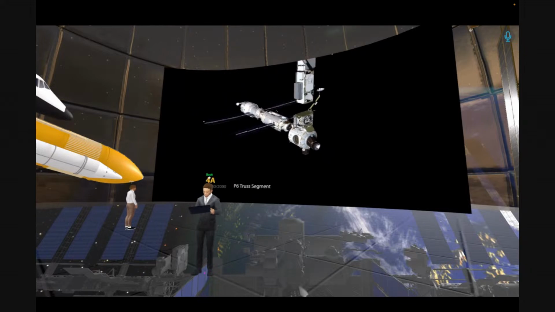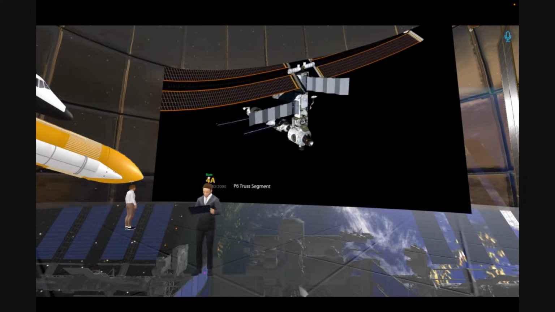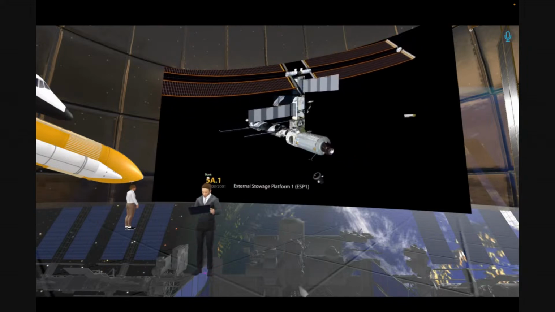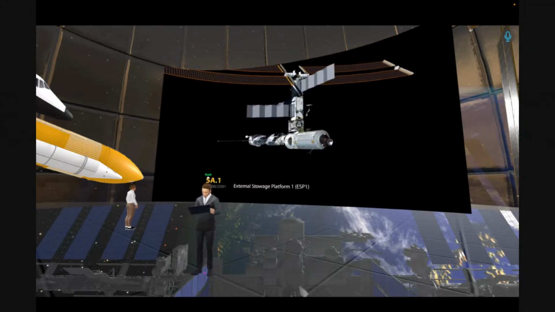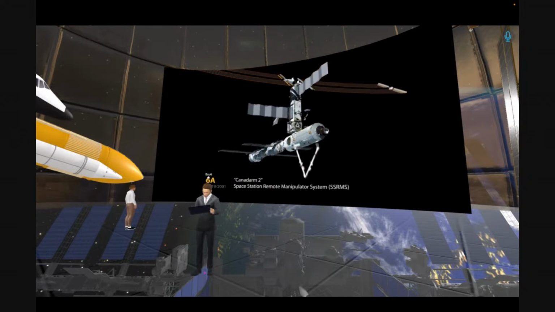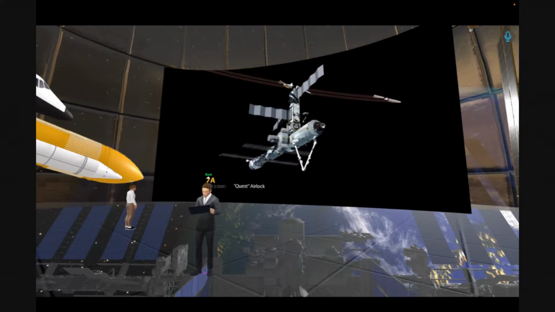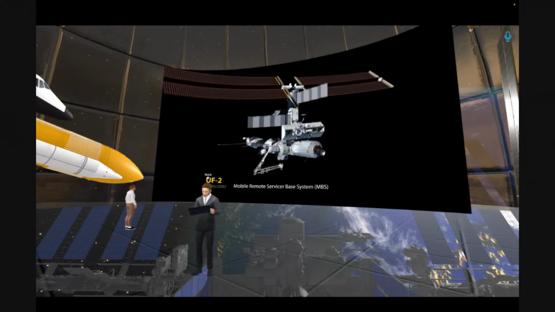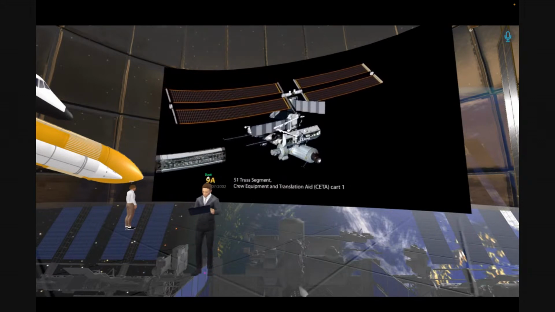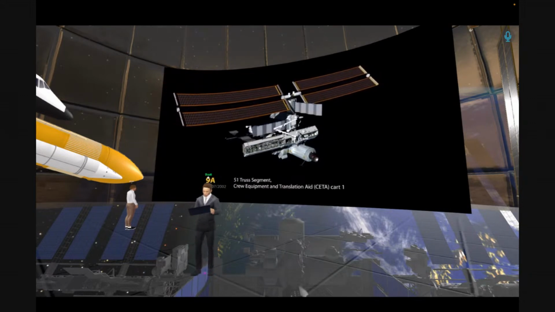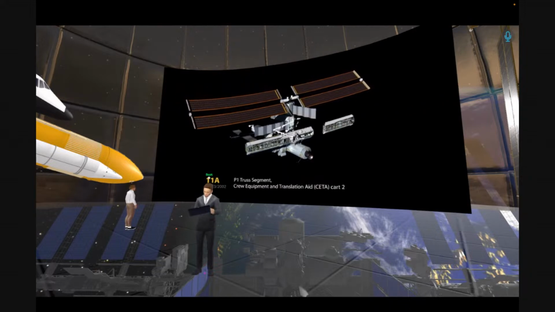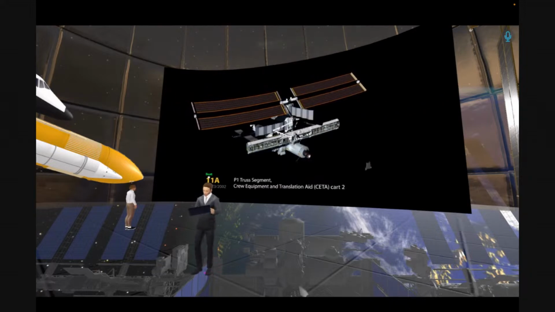So you see the first pieces being attached in 1998 and 2000, then solar panels appear. The US lab gets attached, and the Canada arm gets attached. This arm helped assemble all the pieces on the space station after it was attached. Now you see the truss being built. This big truss holds the solar panels up so that the space station can be powered by the sun.